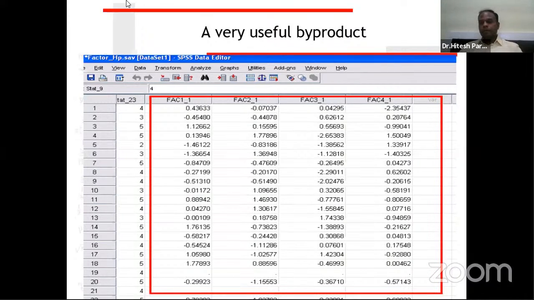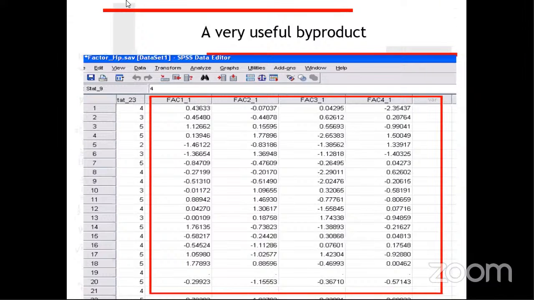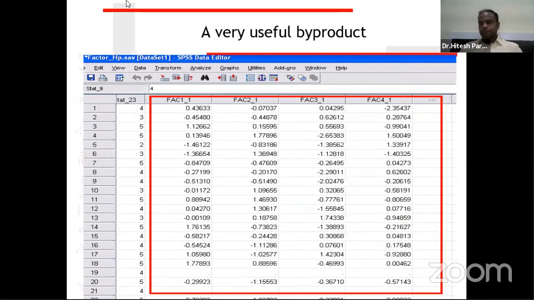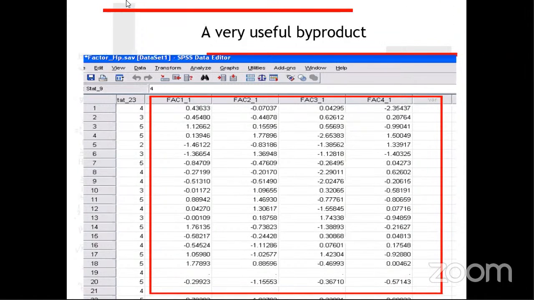So should we conclude this session of factor analysis? Yes, please. On which scale can we treat the standardized values? Is it compulsory to treat them as scalar data? It is scale data.